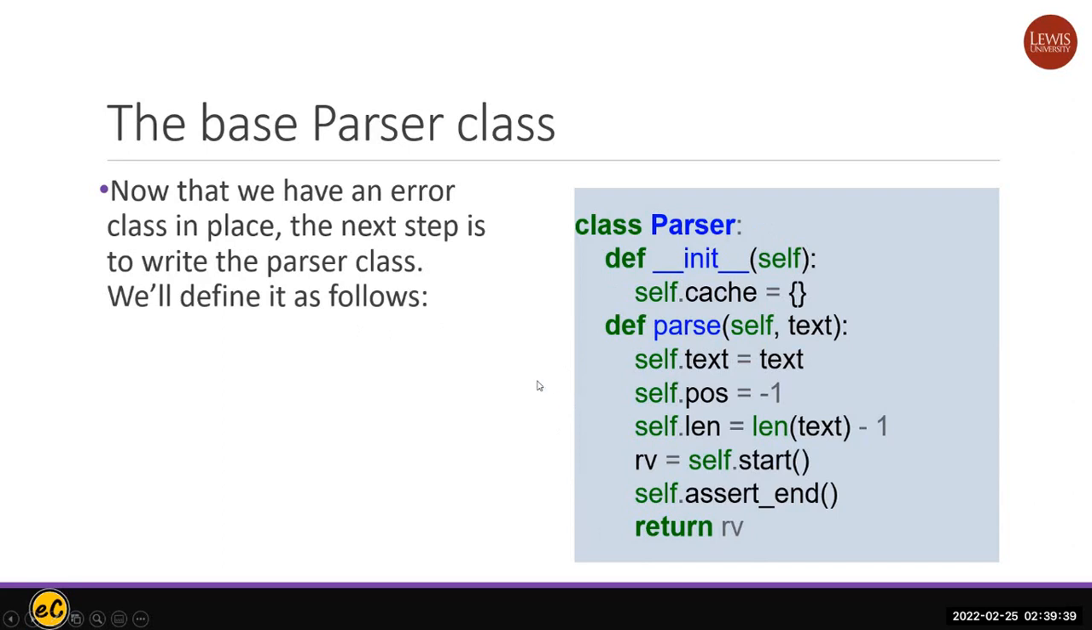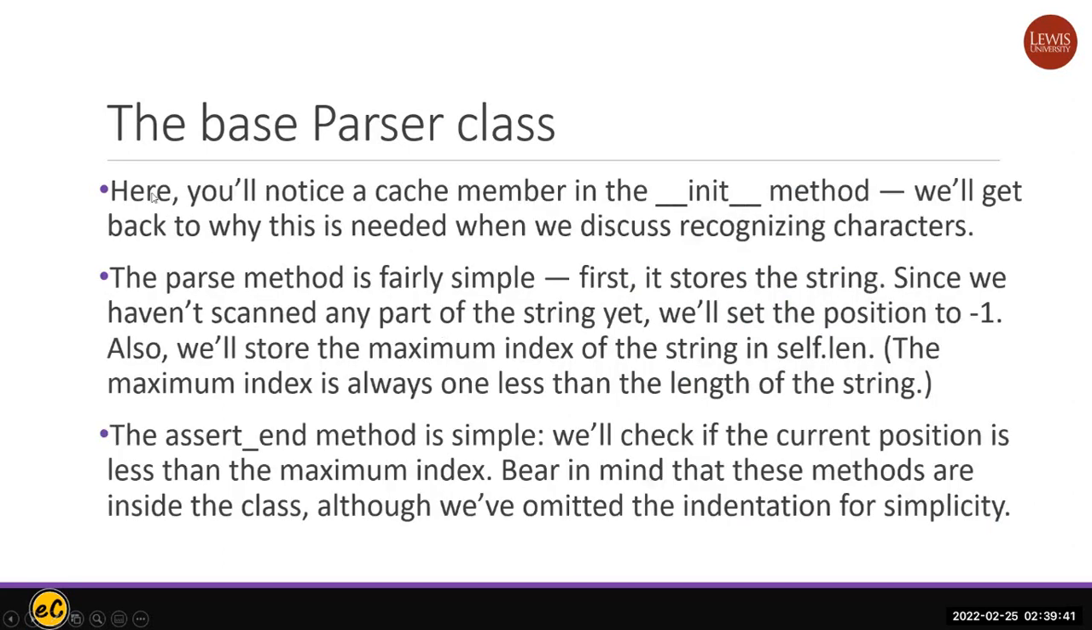This one is our parser class, a base parser class. Here you will notice a cache member in the init. We will get back to why it is needed when we discuss localizing characters. The parser method is very simple. First, it stores the string. Since we haven't scanned any part of the string yet, we set the position to -1. Initially it's -1, as we haven't scanned any data in yet.